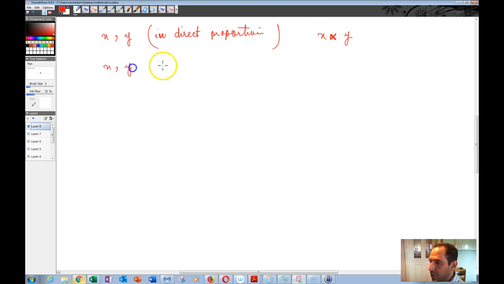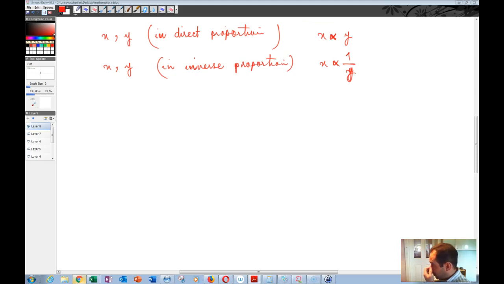If x and y are in basically inverse proportion, in inverse proportion, we write that x is proportionate to the reciprocal of y. That's basically how we write this. So that's something that you might be interested in.